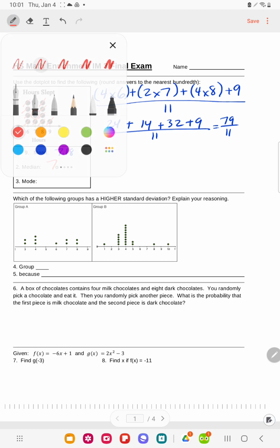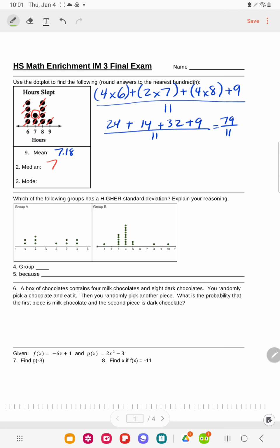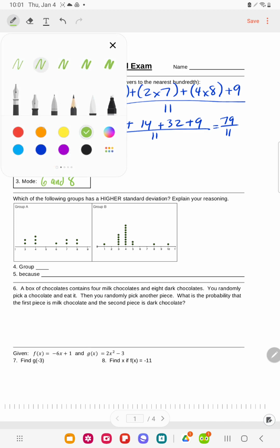Lastly, the mode represents the number that appears the most, and in this case 6 appears 4 times and 8 appears 4 times. So our mode is 6 and 8. On to the next one.